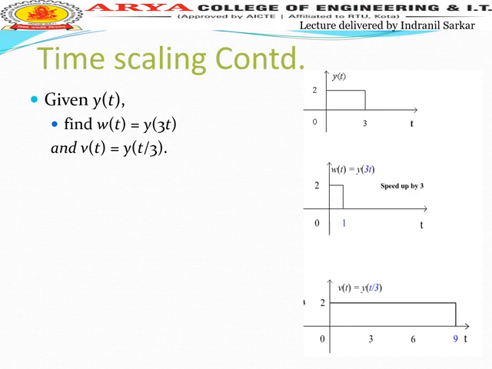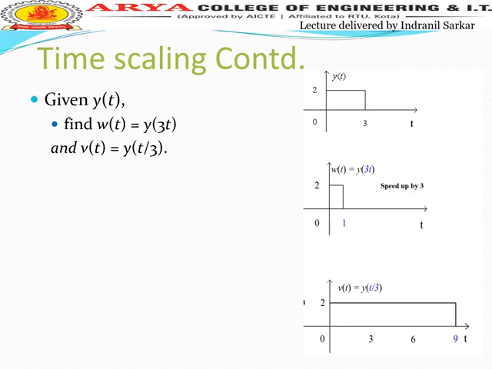Now the signal w(t) is equal to y(3t). That means the signal is sped up. When the signal is sped up with the value a equal to 3, the graph shows that it will shrink. w(t) is equal to y(3t), sped up by 3, represented in the middle figure, where we see the signal starts from 0 and ends at 1 and the height is the same, that is 2. That means here t becomes 3t. That means 0 to 3 becomes 0 to 1. That means the signal shrinks.